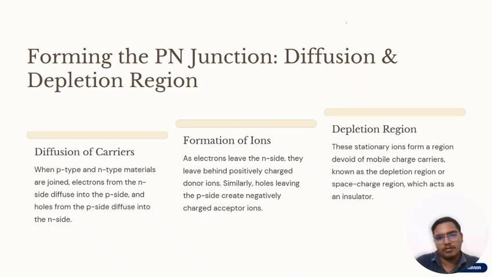Depletion region. In a p-n junction diode, due to the flowing of the electrons and the holes, the depletion region is formed between them. In forward bias, the depletion region is very thin. In reverse bias, the depletion region increases, so the flow of electrons is not possible. So a p-n junction conducts only in forward bias. These stationary ions form a region devoid of mobile charge carriers, known as the depletion region or space charge region, which acts as an insulator.